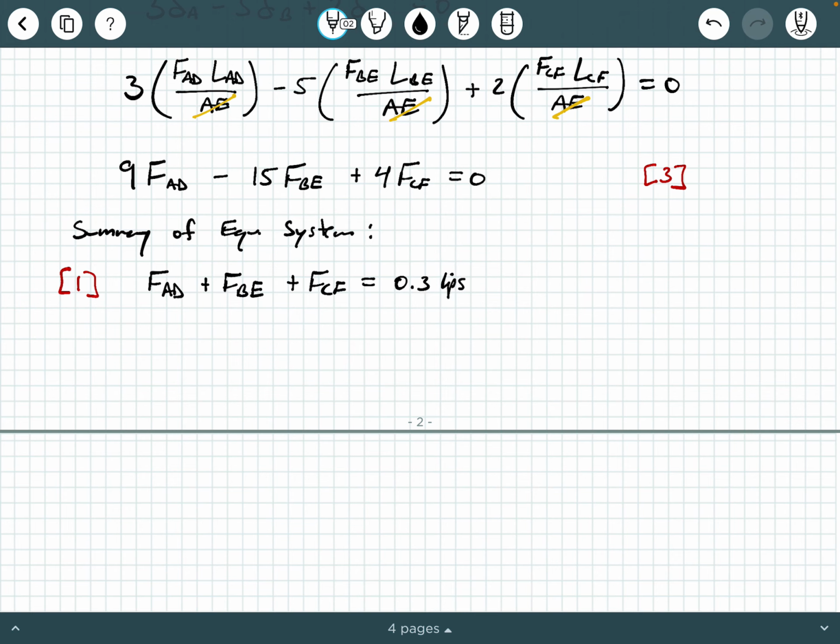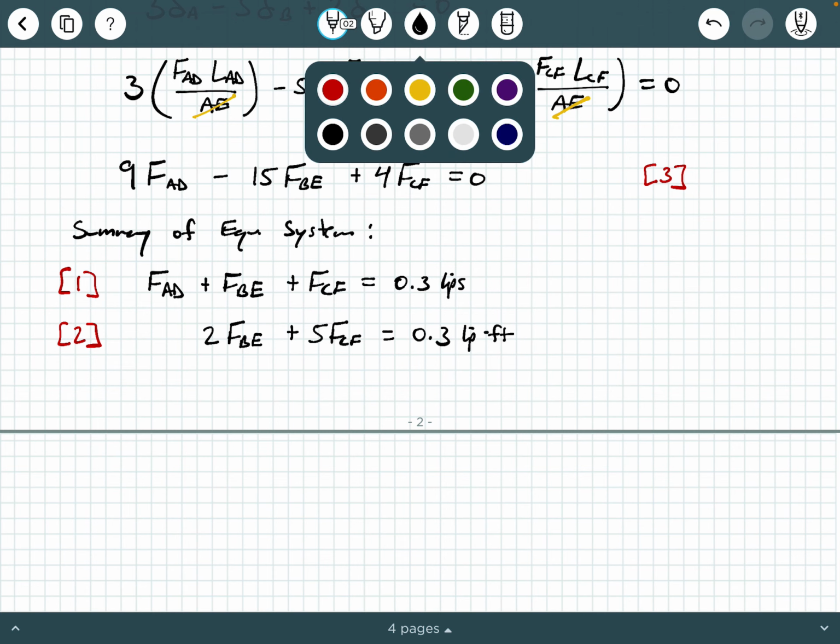You may be wondering where that 0.3 kips comes from. Well, if you go back to equation 1, that first equilibrium equation, summing forces in the y direction, we had 0.15 KLF times 2 feet. There's your 0.3 kips. Equation 2 came from summing moments about point A. Collapsing and rearranging some of the values in that equation, you get 2 times FBE plus 5 times FCF equals 0.3 kip feet. If you keep those units in there, you get 0.3 kip feet.